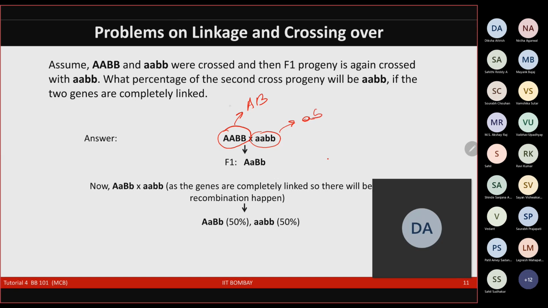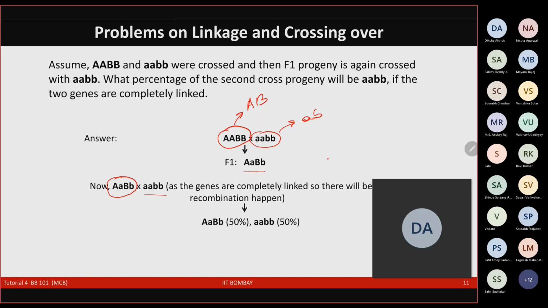So when you cross these two, the only outcome you're getting is capital A, small a, capital B, small b. Okay, now you are crossing this F1 generation, capital A, small a, capital B, small b, with the homozygous recessive. Now since the genes are completely linked, whereas if the genes were not linked, then from this combination you would get four kinds of alleles.